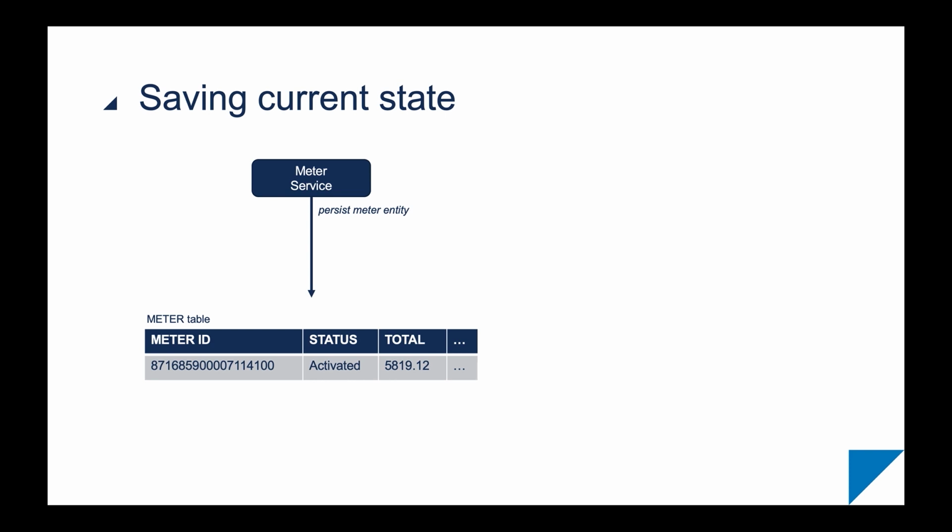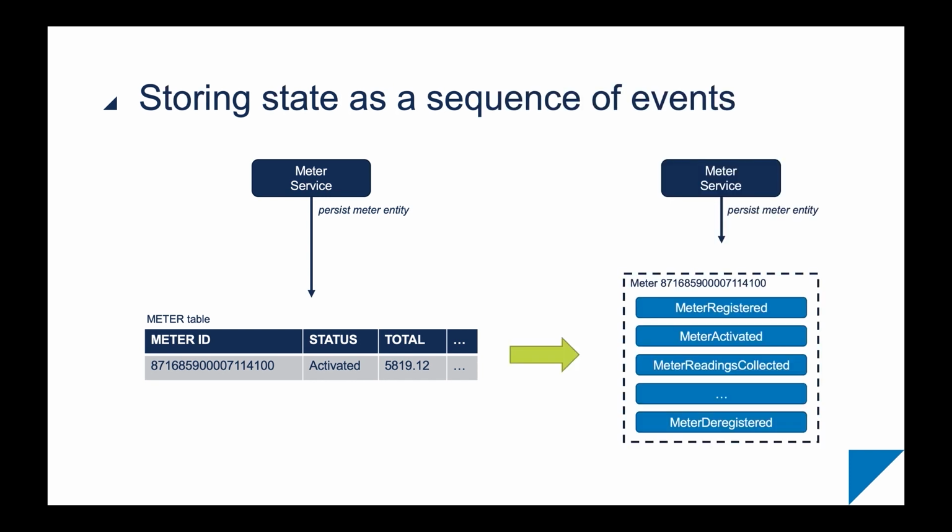But there are some drawbacks to this approach because we don't have any historical information here. We don't know why this meter is activated, if that's even the right status for this one. And we cannot gain any new insights from the history. So this is where event sourcing comes in.